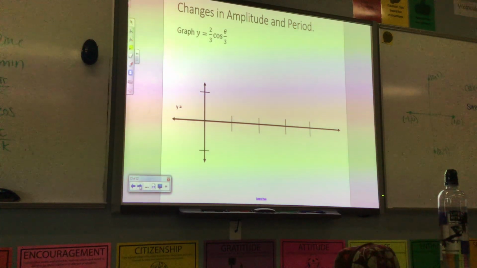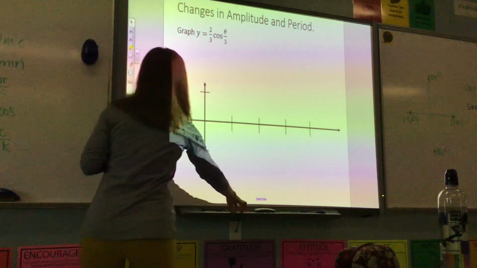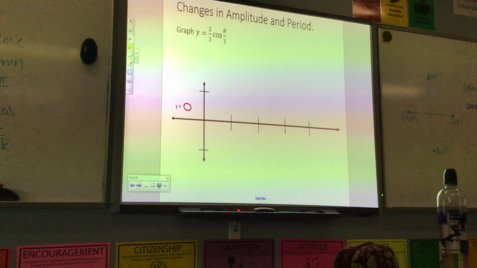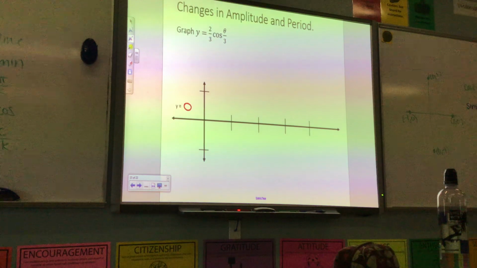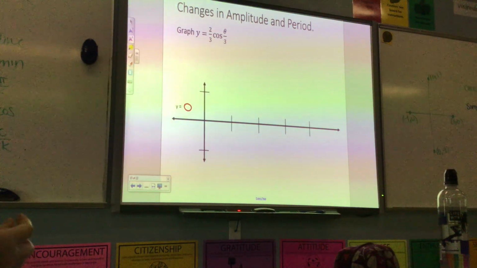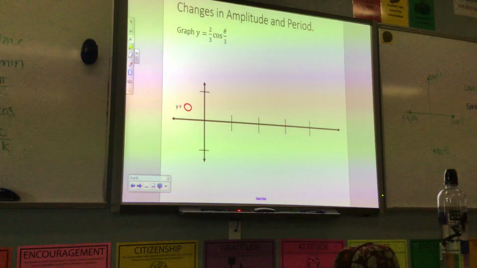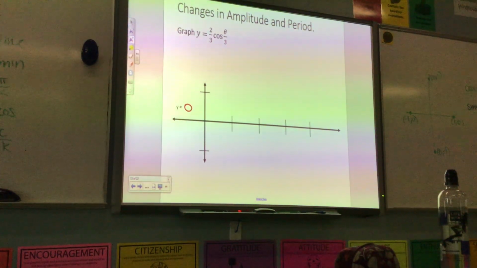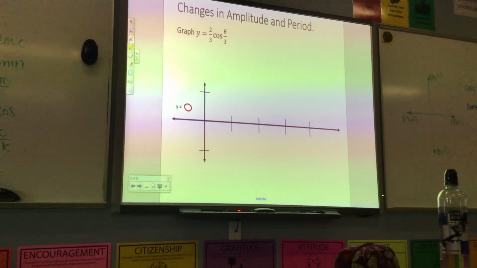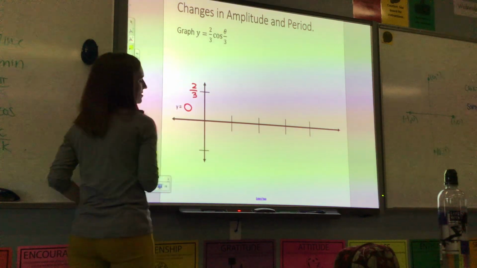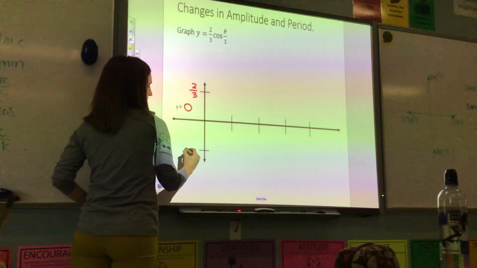What's your midline? 0. We did not move it up or down today. What's your H value? Whatever's added outside of your parentheses tells you if it was shifted up or down, or subtracted, yes. Today I'm not going to move it vertically or horizontally. We're just going to stretch it and straighten it. What is your amplitude though? 2/3. So my maximum is not 1, it's 2/3. And my minimum is not -1, it's -2/3.